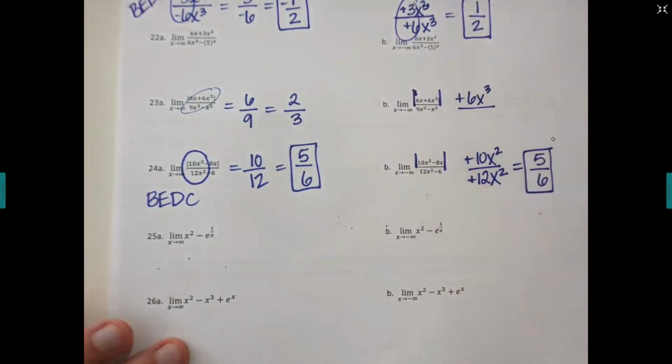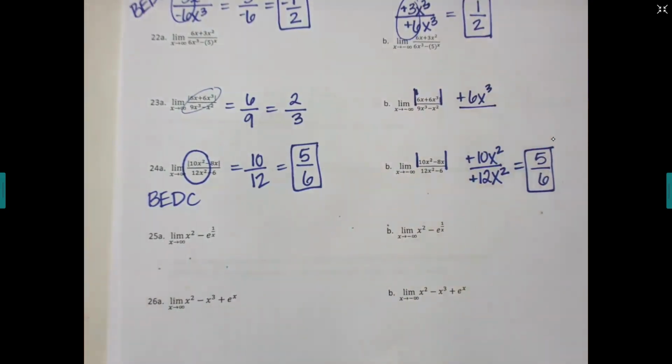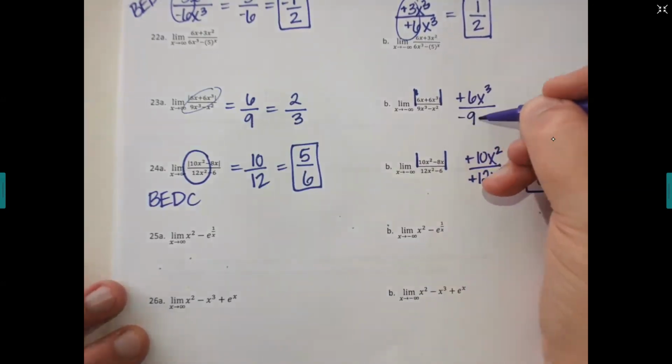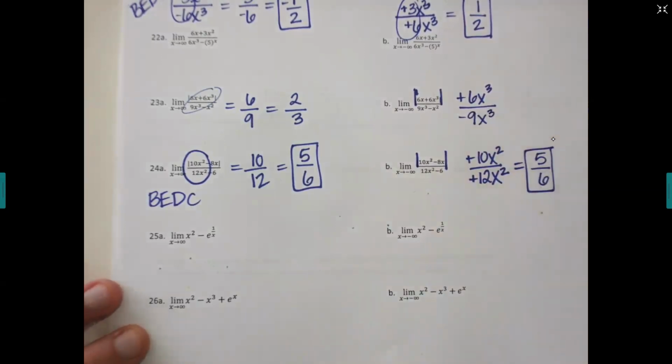Okay, now let's talk about the bottom. I'm going to take my negative infinity and I'm going to cube it. Is it going to stay negative or turn positive? It's going to stay negative. And that means that my 9x³ is going to end up being negative as well. So now I have a 6 divided by a negative 9, which gives me negative 2/3.